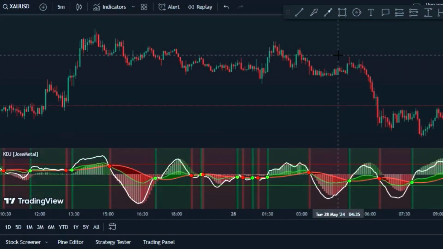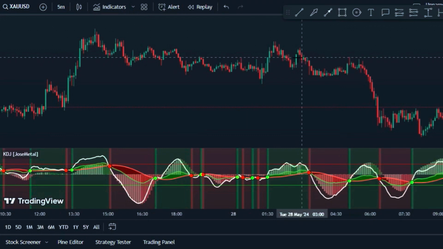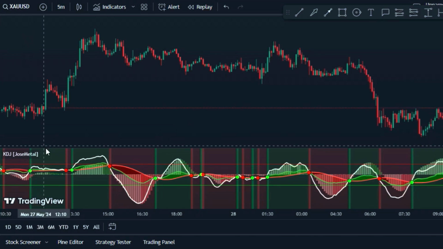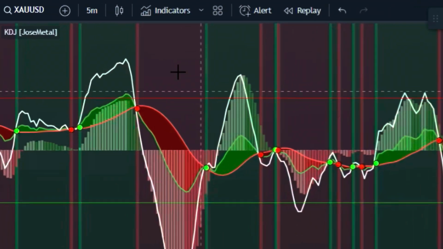Now that we have the KDJ Jose Metal indicator on our gold 5-minute chart, let's make a few tweaks to its settings. This will help us fine-tune the indicator to suit our trading style better.